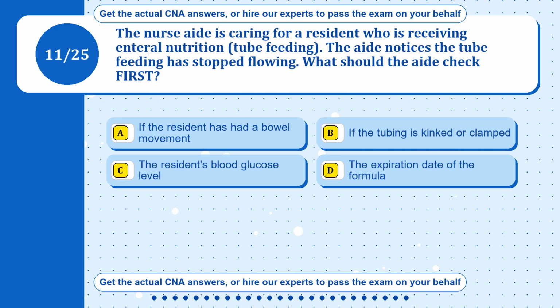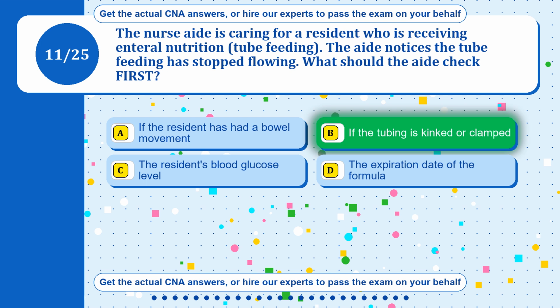Question 11. The nurse aide is caring for a resident who is receiving enteral nutrition, tube feeding. The aide notices the tube feeding has stopped flowing. What should the aide check first? Option A, if the resident has had a bowel movement. Option B, if the tubing is kinked or clamped. Option C, the resident's blood glucose level. Option D, the expiration date of the formula.